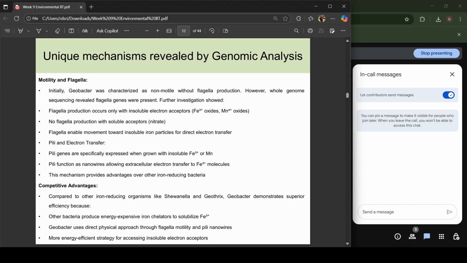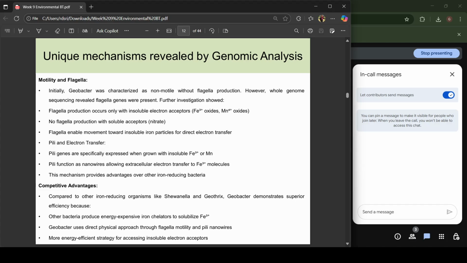So now we know that Geobacter species is widely studied for its uranium remediation and hydrocarbon remediation. Some interesting mechanisms we know about Geobacter: the first is its motility and flagella. Initially, Geobacter was characterized as non-motile, without flagella production. This is what we saw in one of the slides while we talked about pre-genomic and post-genomic evolution.